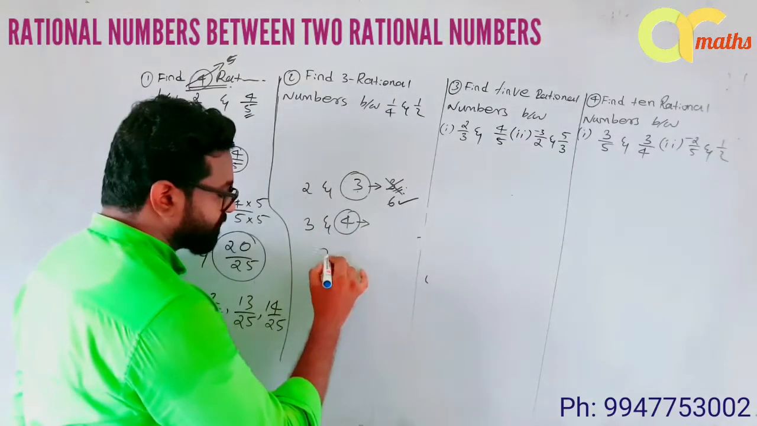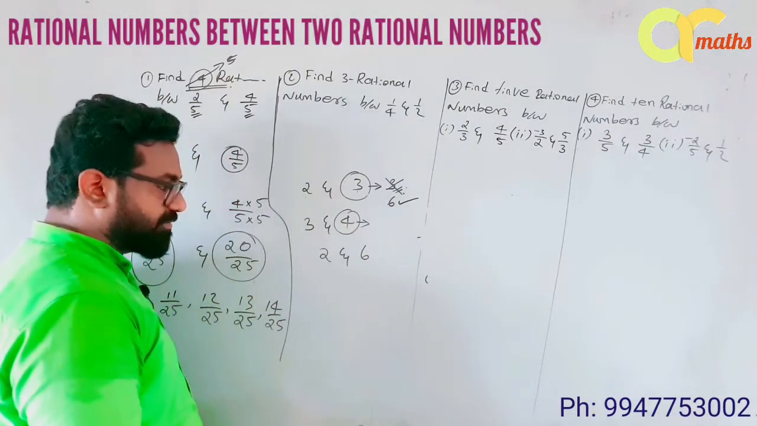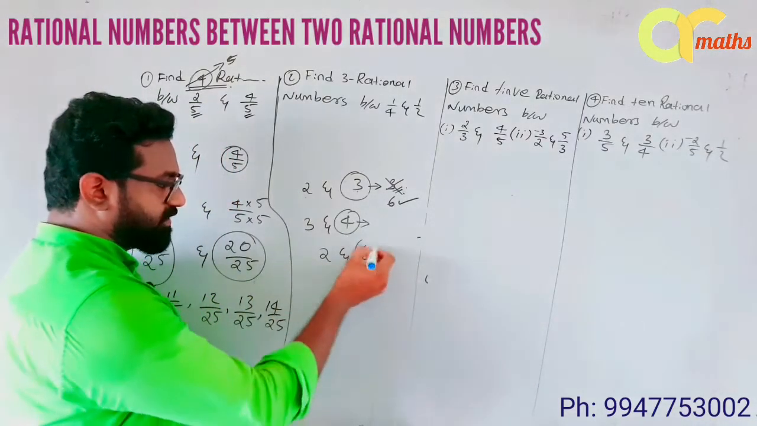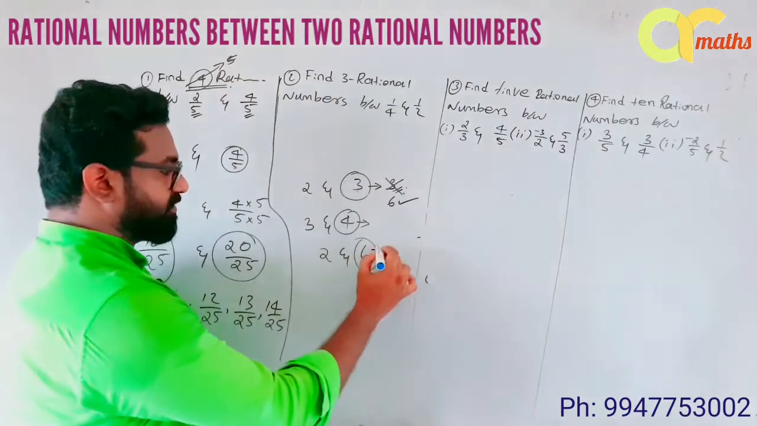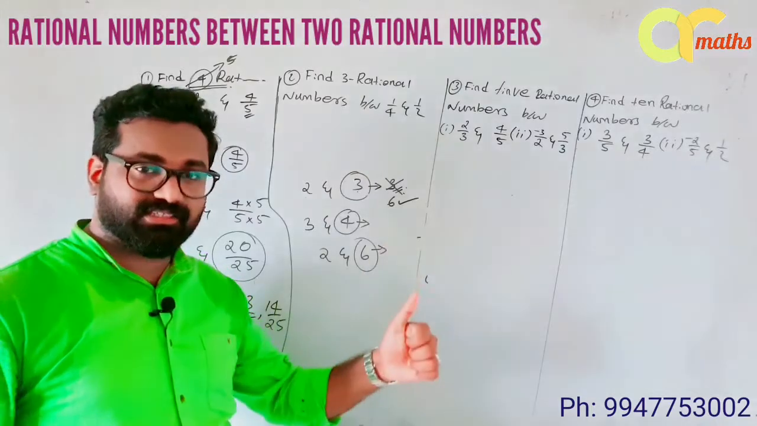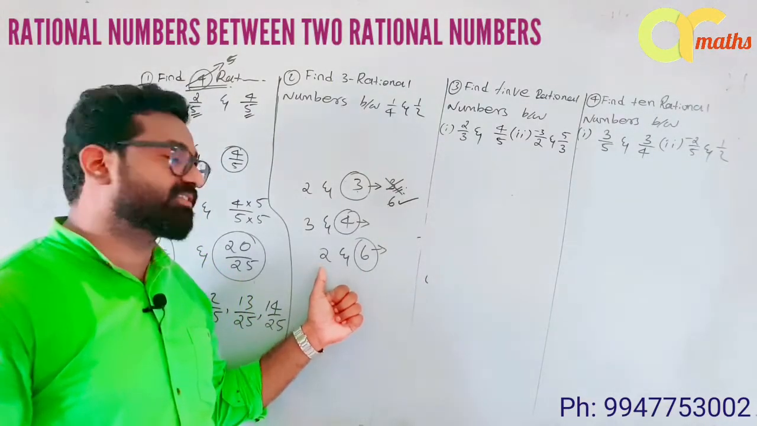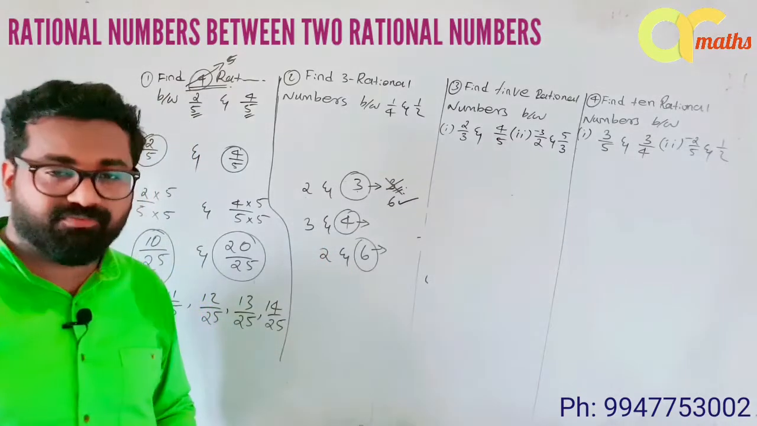Suppose 2 and 6. What is the LCM of 2 and 6? Take the larger number, 6. Then write its multiplication table: 6. Can you divide 6 by 2? Yes. So 6 is the LCM of 2 and 6.